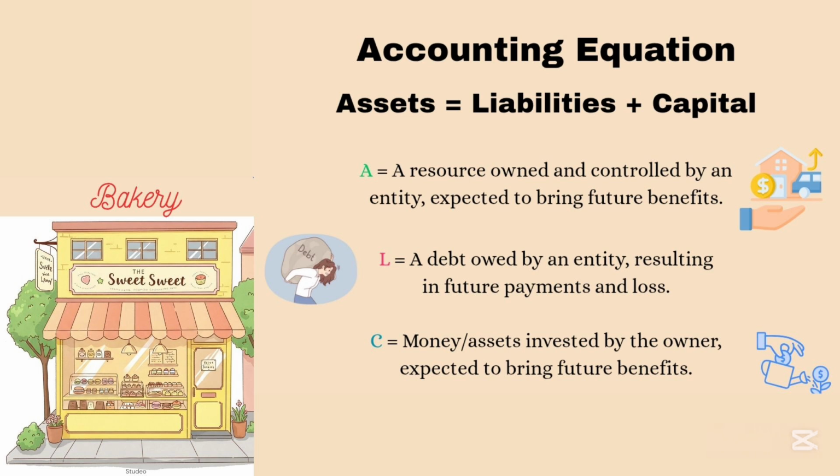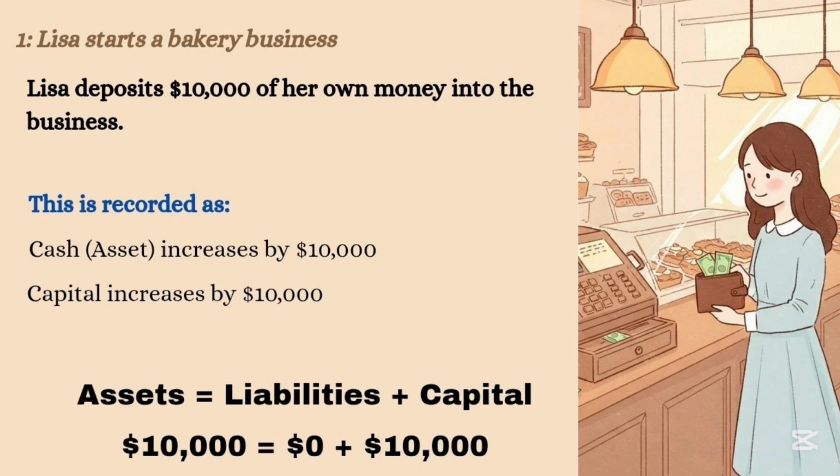Now, we will be looking at a bakery example. Lisa opens a bakery. She deposits $10,000 of her own money into her new bakery. The $10,000 Lisa is depositing into the business is known as capital, so capital increases. Now that the business has $10,000, this money is known as the business's asset. So here, assets, which is the cash, increases by $10,000.